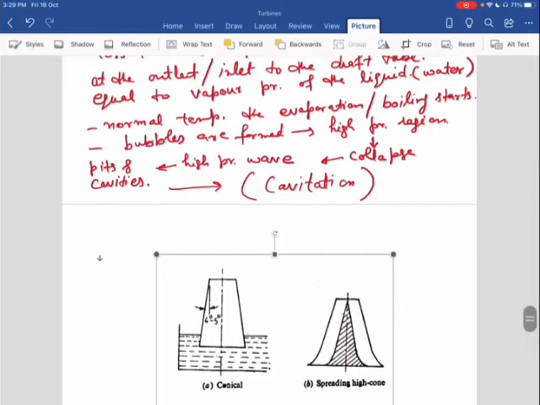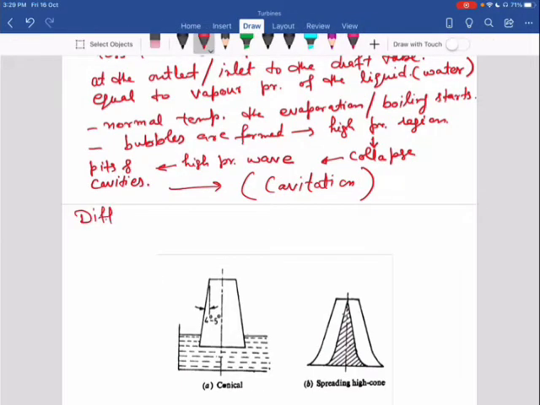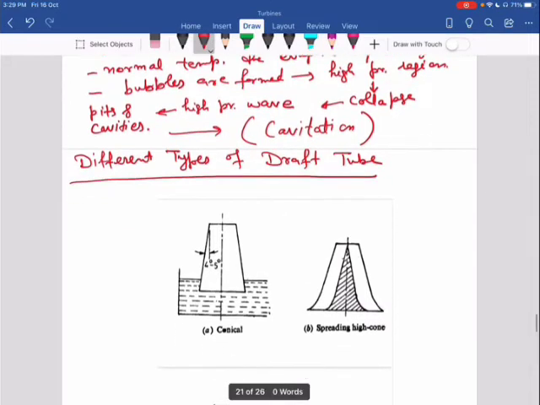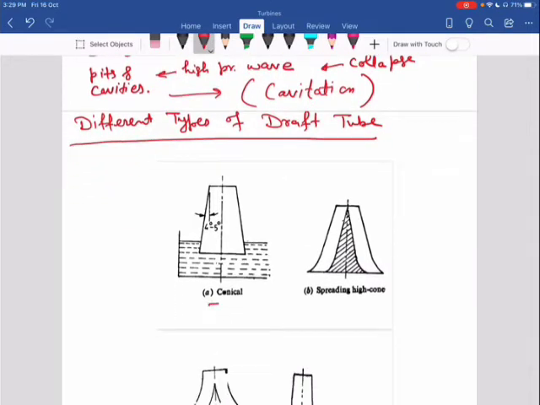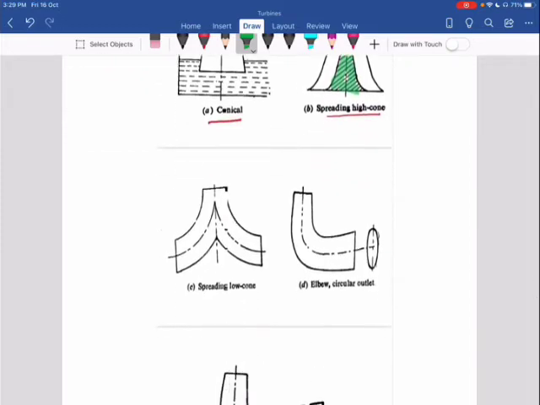So next is different types of draft tube. So you can see one is the conical draft tube, simple conical increased cross section draft tube. Now this is the spreading high cone draft tube. So this is the solid surface over here. This surface is the solid surface. Another one is spreading low cone draft tube.